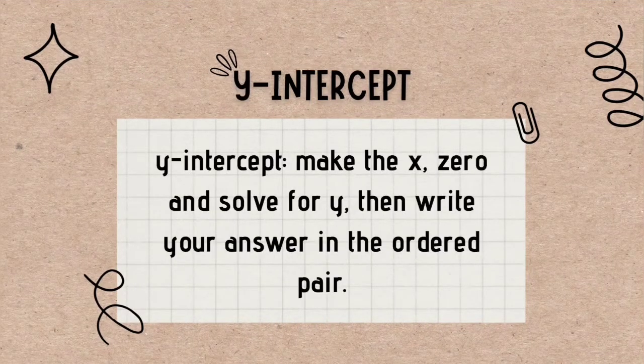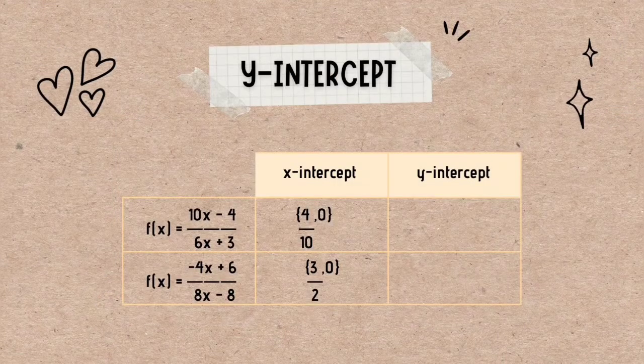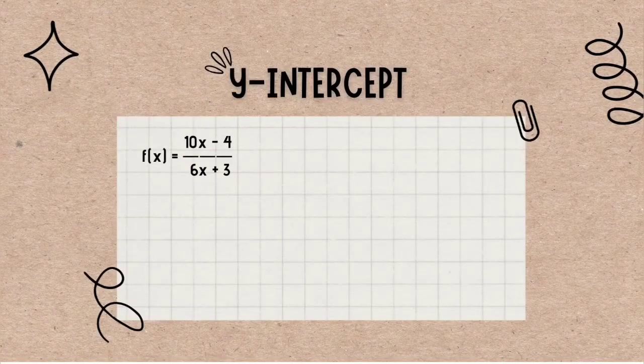Move on and talk about y-intercept. Y-intercept, make the x 0 and solve for y. Then write your answer in the ordered pair. So, let's solve for first example. F of x equals 10x minus 4 over 6x plus 3.